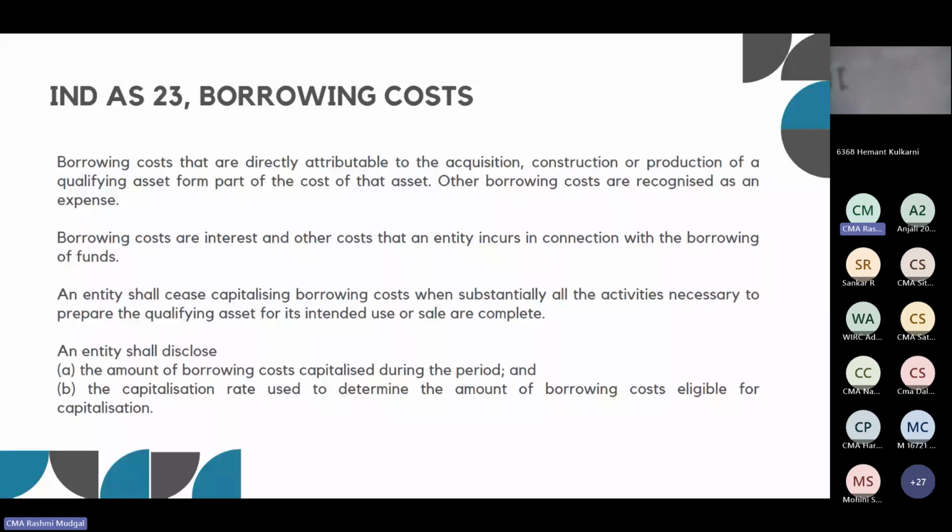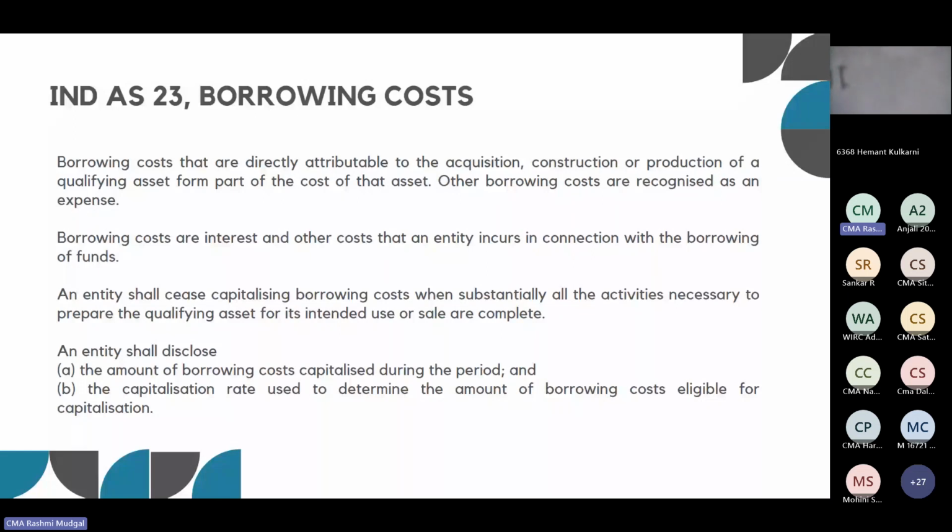Okay, so borrowing costs that are directly attributable to the acquisition, construction, or production of a qualifying asset form part of the cost of that asset. Other borrowing costs are recognized as an expense. But if I have purchased machinery which is not yet put to work, then I will add all the expenses to the machinery, and it will be depreciated over time as per the standard. Okay.